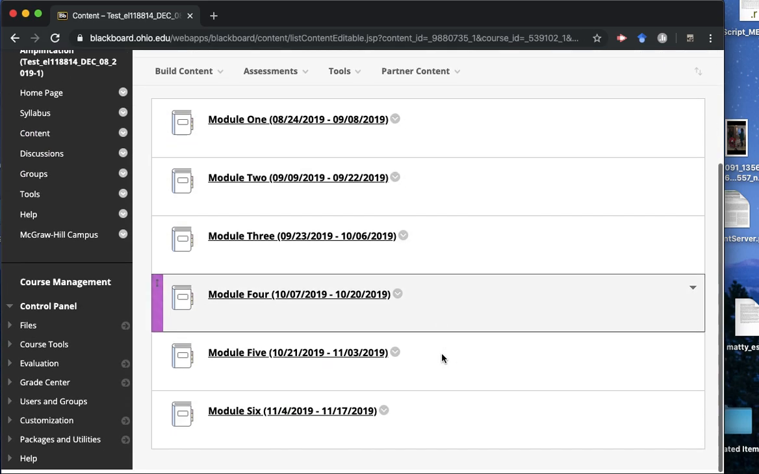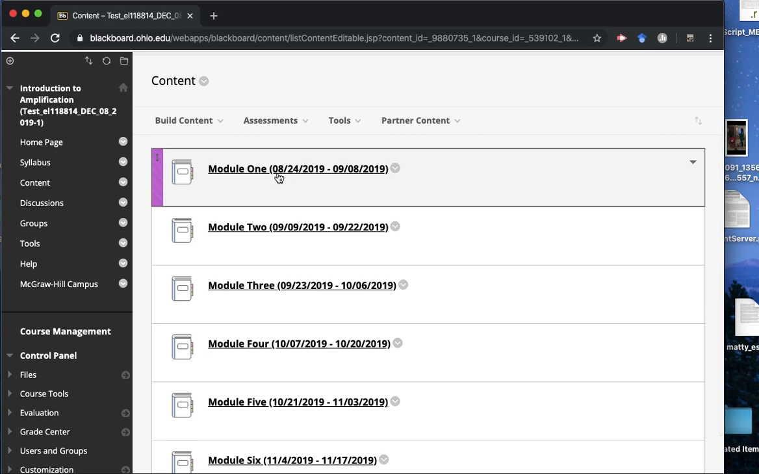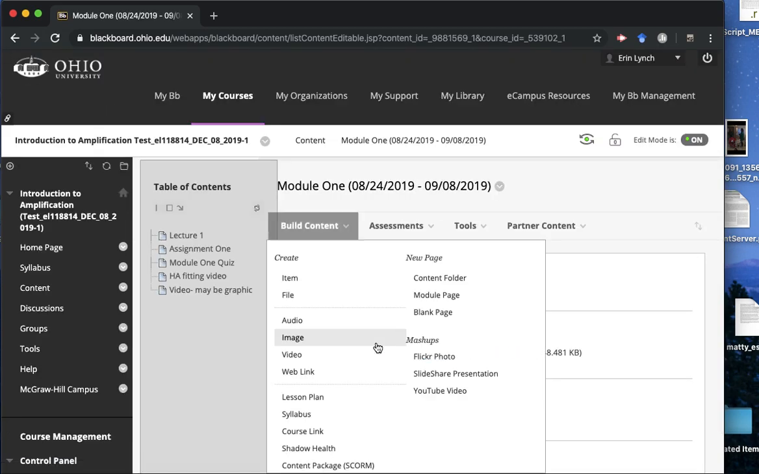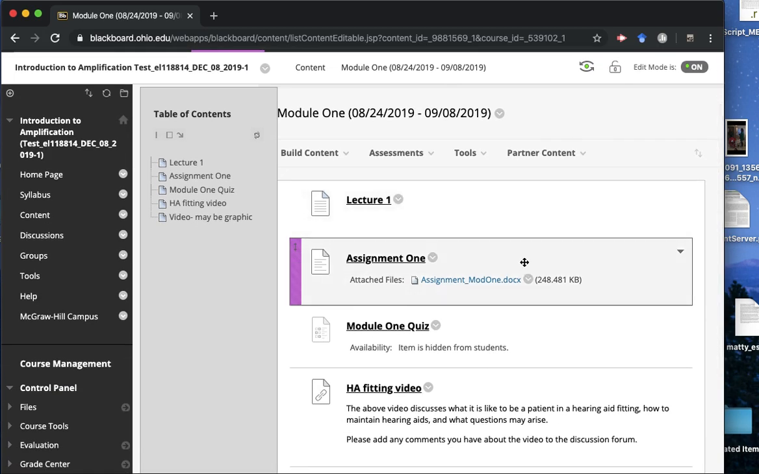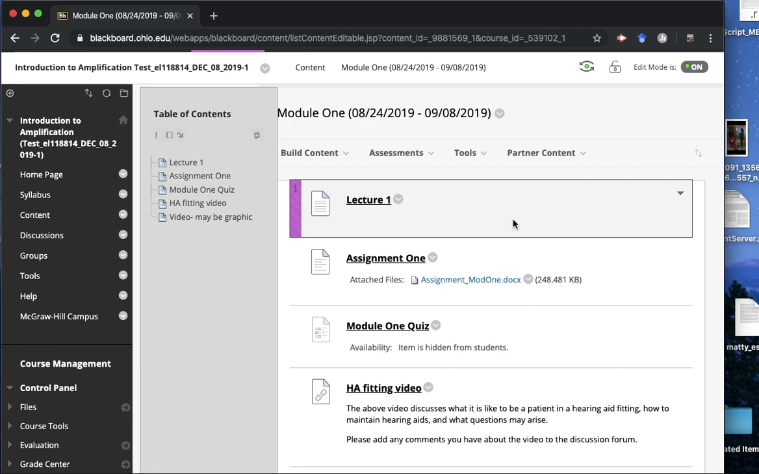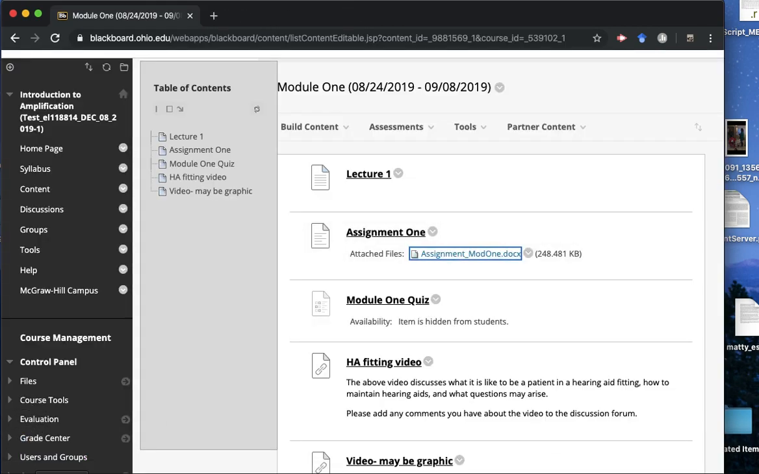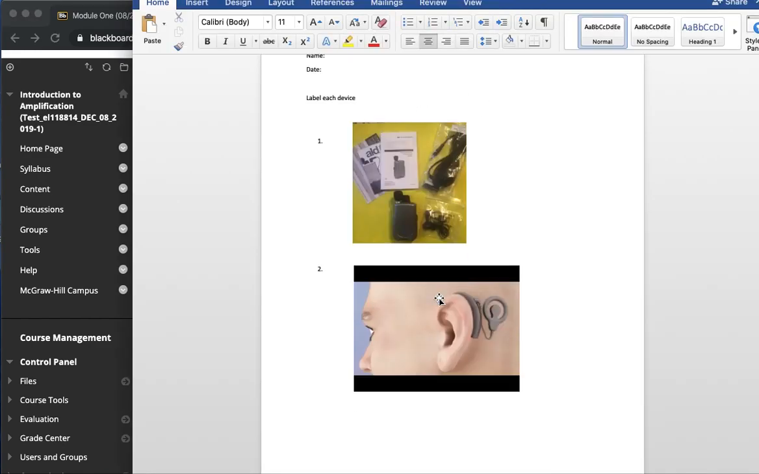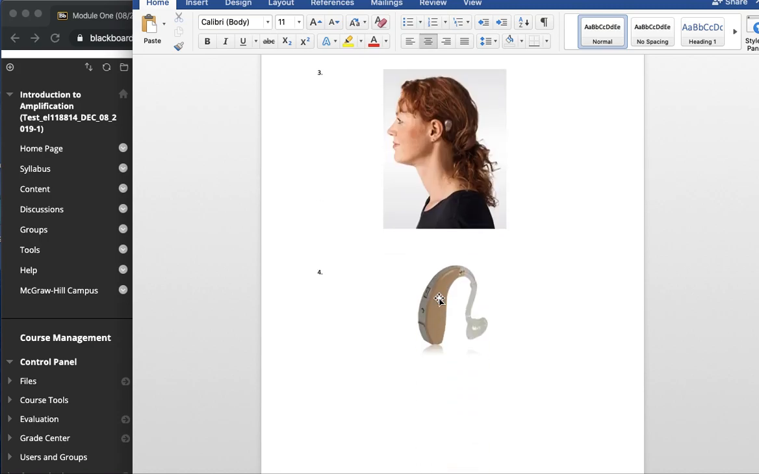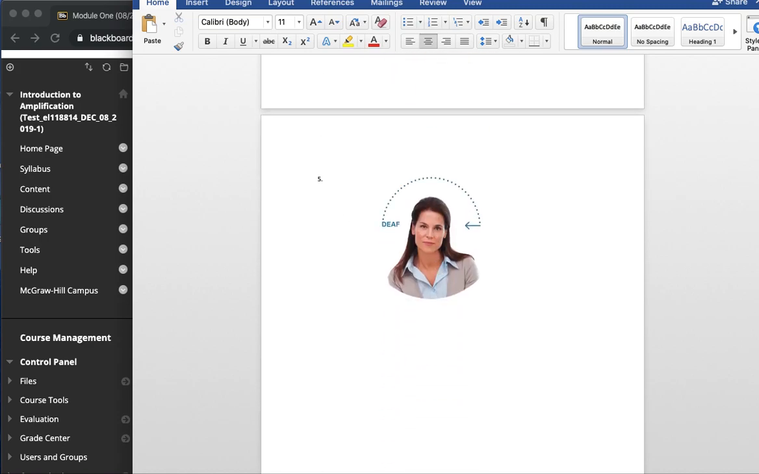So when we go into content, there are 6 modules. The first has Lecture 1, which is a PowerPoint. Again, I'm not sure why my voice recording did not show up with it, but the PowerPoint is available for download. Assignment 1 will look at the ability to identify different types of hearing devices and why a patient may have them.